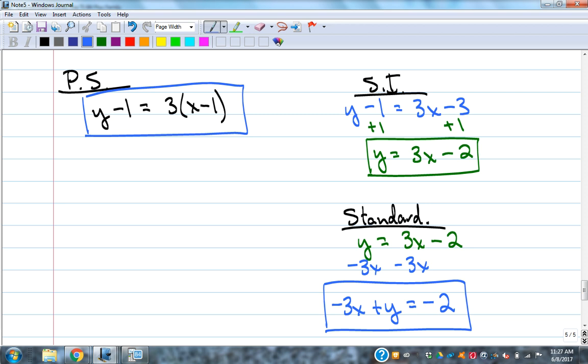And if it's slope intercept form, stop there. If it asks for point slope form, you don't have to do anything else. If it asks for standard form, though, that's the best, most logical way to get there is start with point slope form and go down to standard form. That is the best way to get there. Okay.